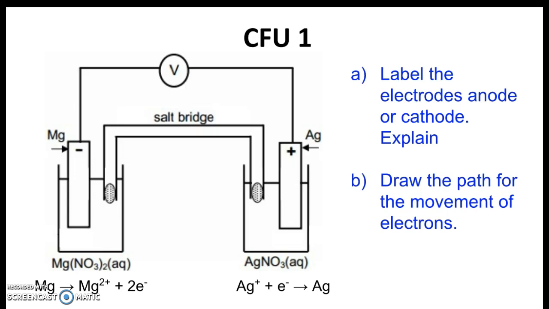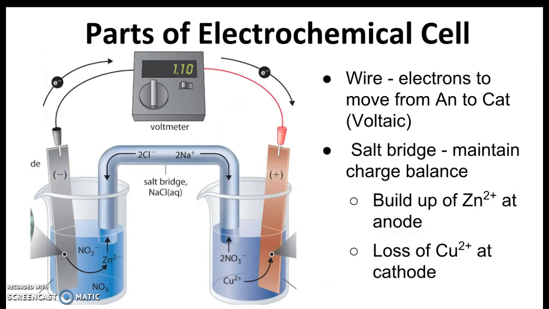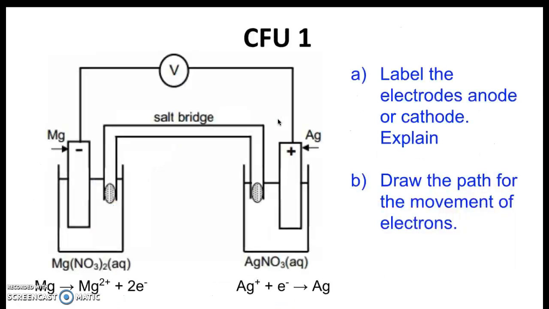All right, before we end this video, you have one quick CFU. You're going to label the electrodes as anodes or cathodes and explain how you label them, and then also draw the path for the movement of electrons. It's important to note that the electrons will always flow from anode to the cathode, no matter what kind of cell you have. So once you've identified what your anode is and what your cathode is, you can draw the path flowing in that direction. All right, take a moment to try the CFU and press pause. When you press play again, you will see the answer.